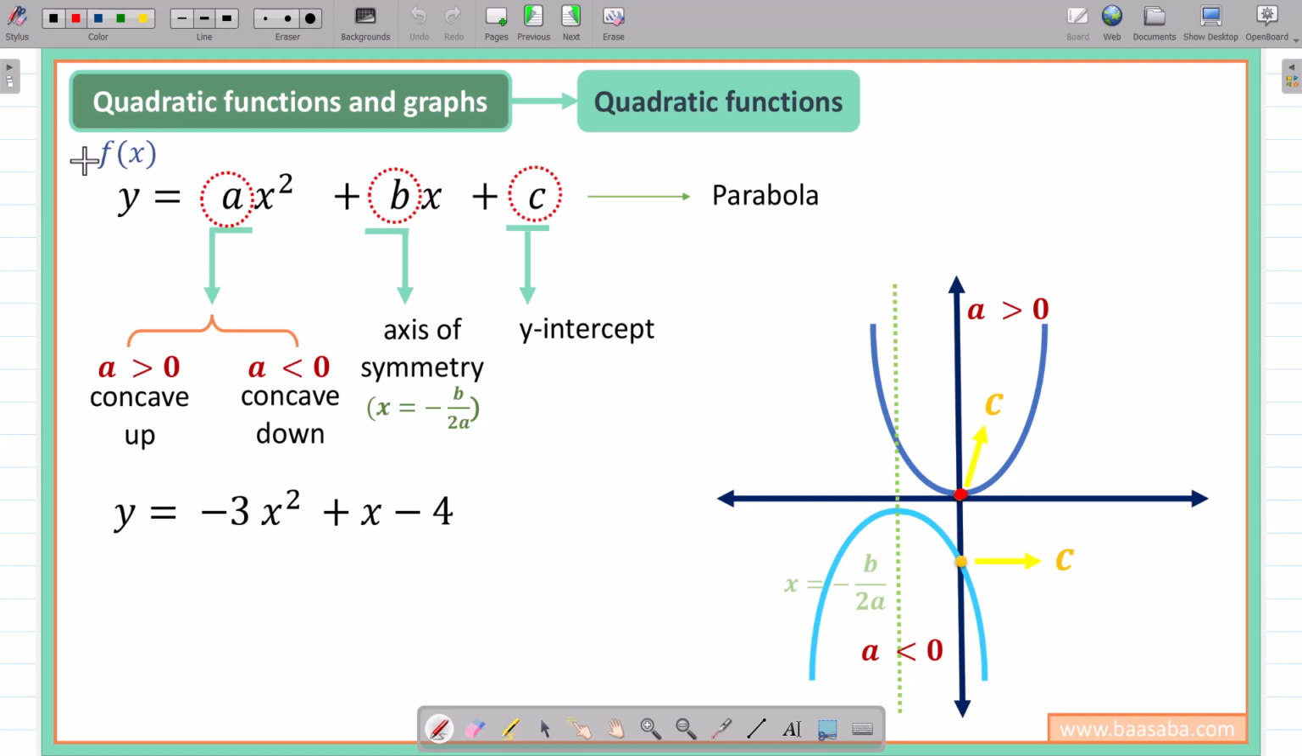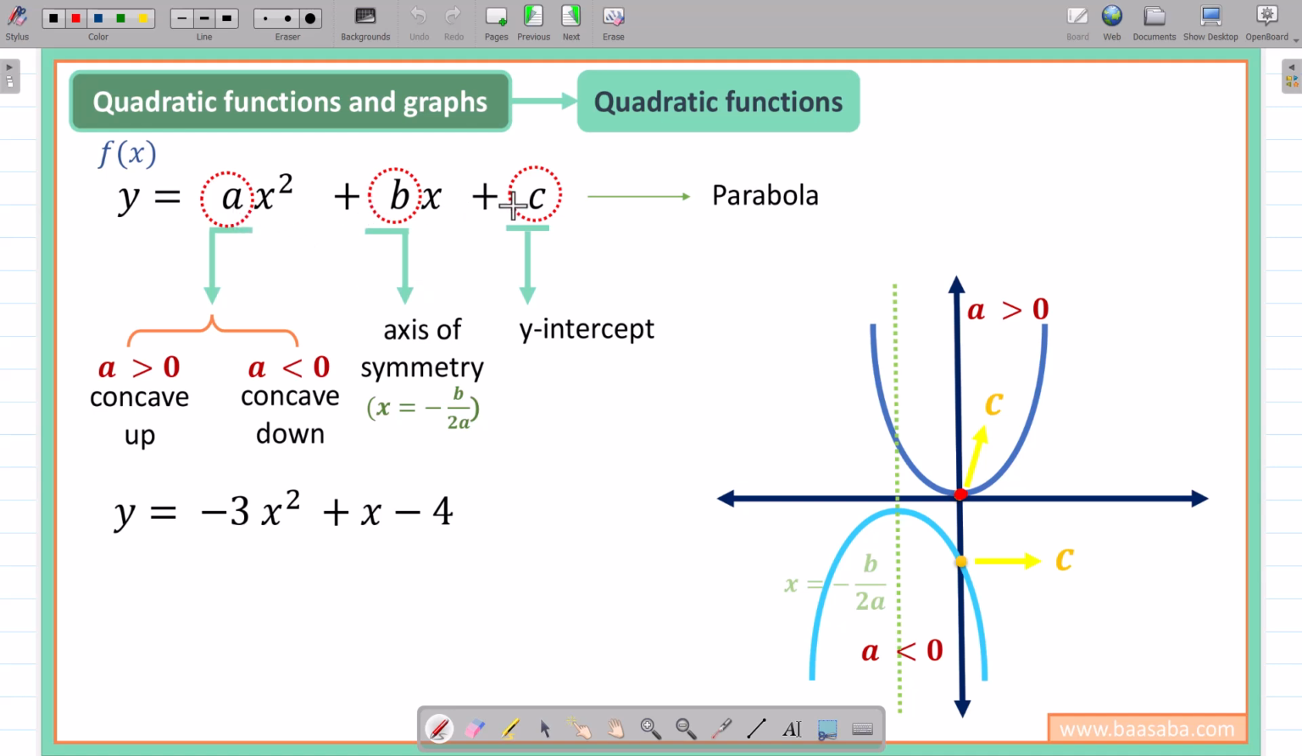f(x) here means function of x. This is a fancy way of saying y. So whenever you see f(x), it means y. The graph of a quadratic function is something like this. We call it a parabola. It can be upward, it can be downward.